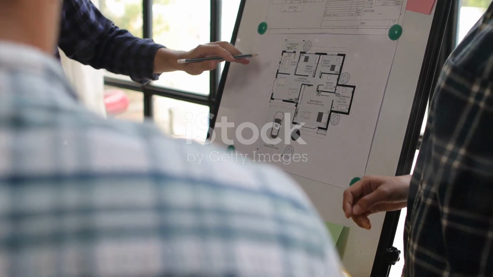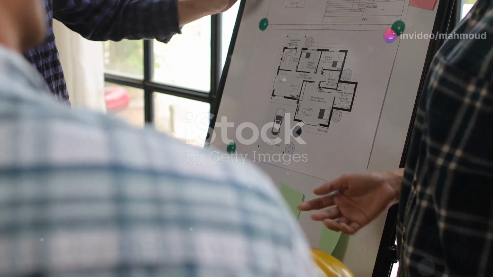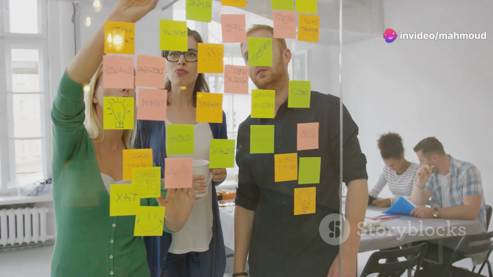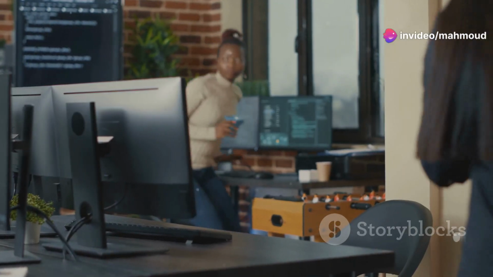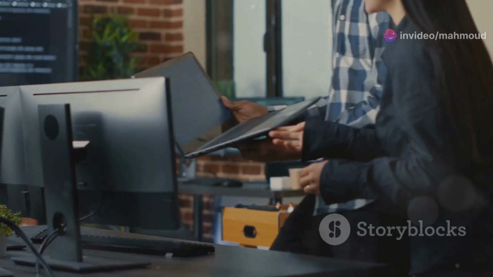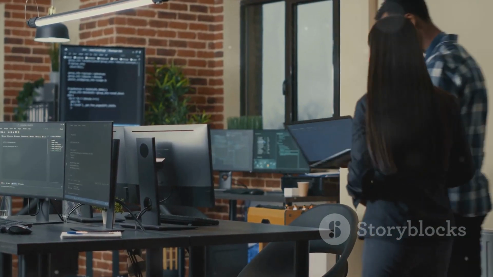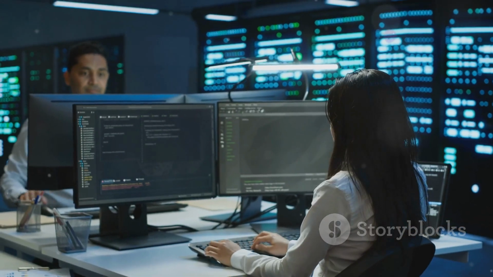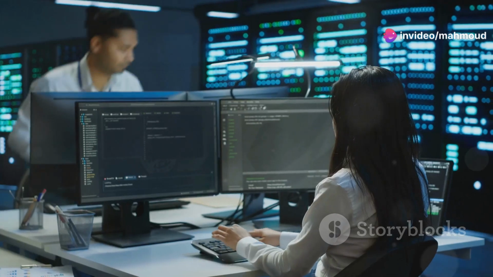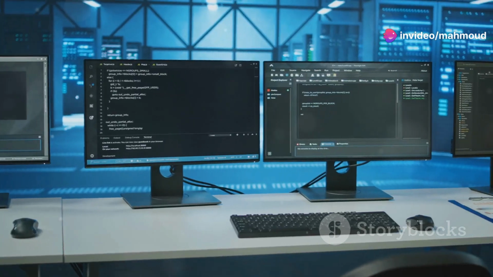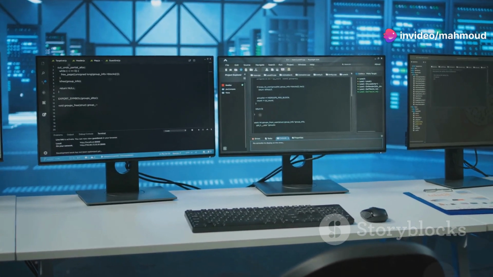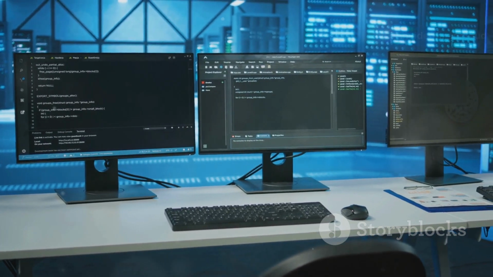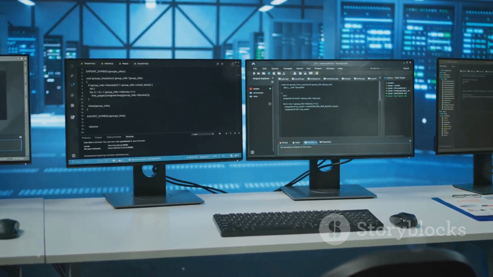Section 7. Qualities of good architecture. A balancing act. What constitutes a good architecture? It's not a one-size-fits-all answer, as the ideal architecture depends on the specific context and requirements of the software system. However, some common qualities contribute to a successful architecture. Functionality. The architecture should enable the system to fulfill its functional requirements, providing the necessary features and capabilities.